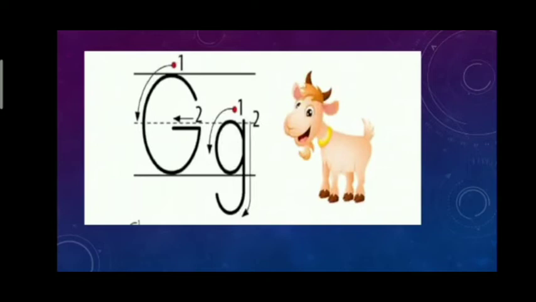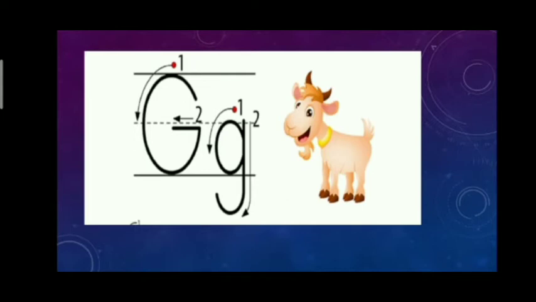it's G. G for goat. First we'll make capital G. Starting with the red dot, a huge curve. Then number 2 arrow, look at the arrow number 2. A sleeping line inside. See the arrow carefully. Where the arrow's face is, that side will stop. The face is inside, so we will stop inside the letter G.